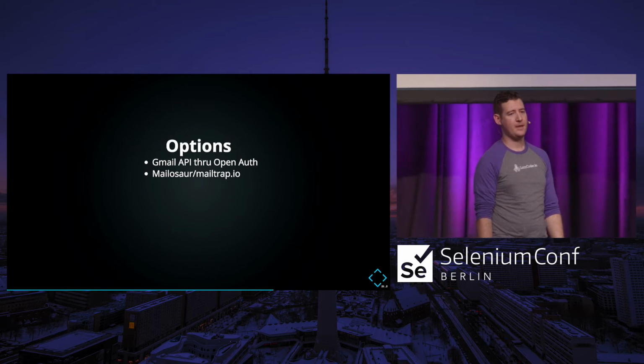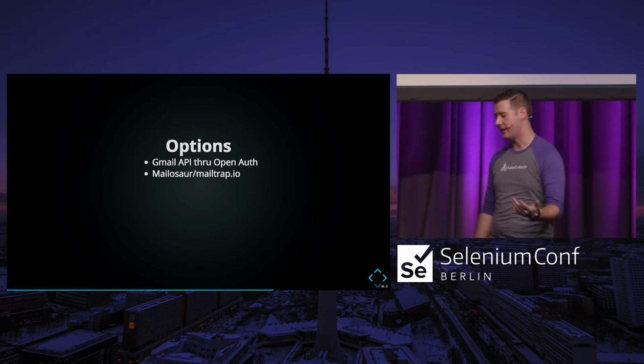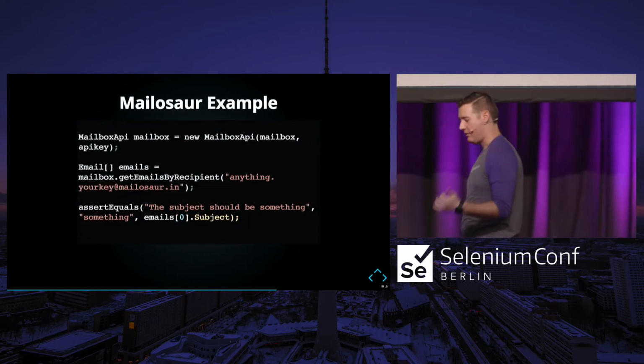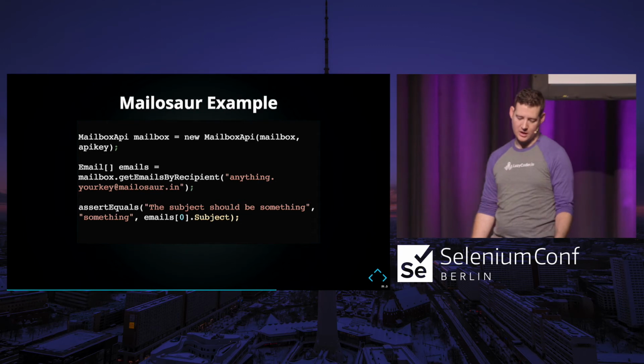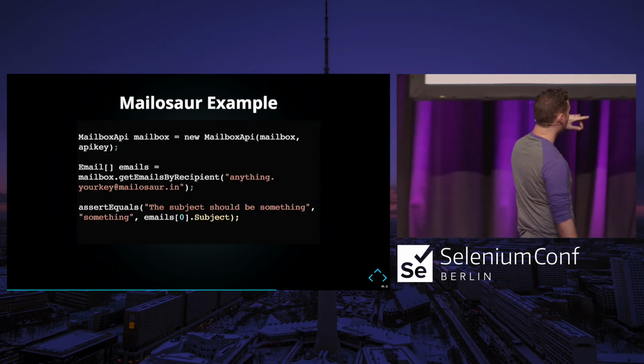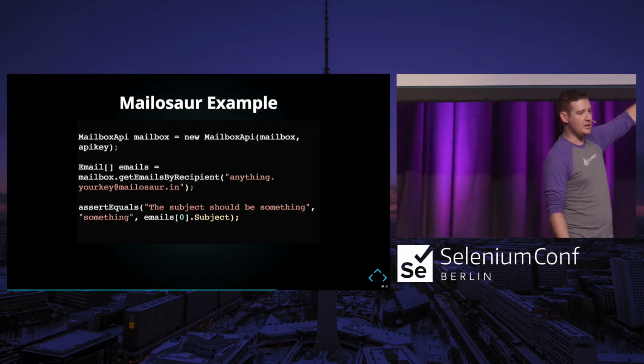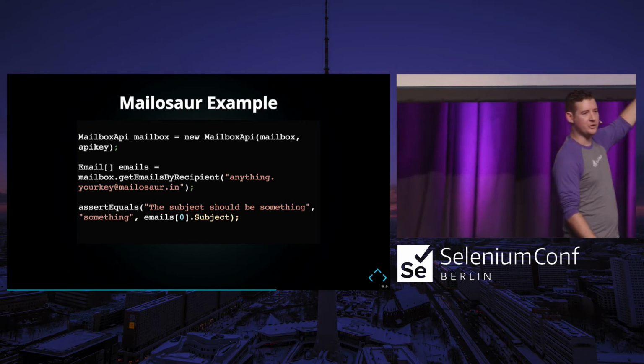Cool, right? Maybe. You want to see some code? That'll be better? Darn, I got code. So there we have it. Create a new mailbox. Get all the emails by a specific recipient. If you notice up there, it says anything.yourkey. You can put in anything, and you can essentially filter on your own email.